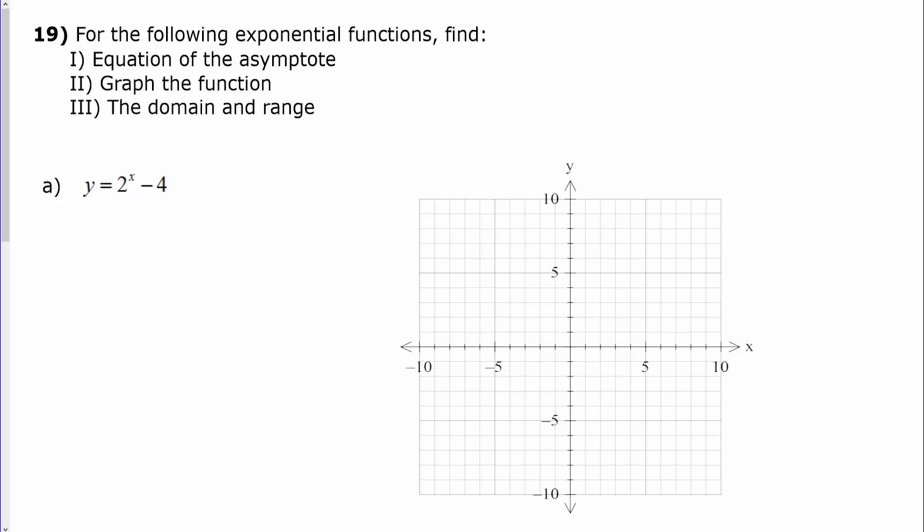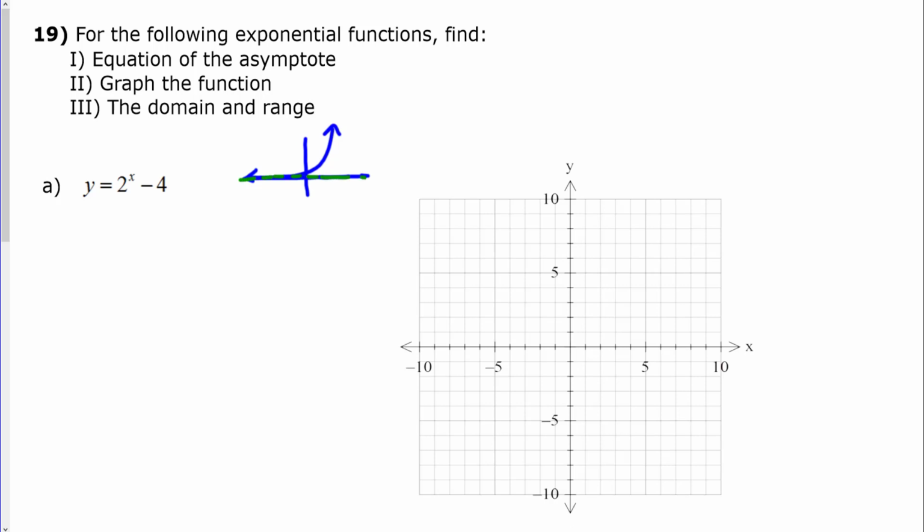For the following exponential functions, find the equation of the asymptote, the graph of the function, the domain, and the range. So we're given the function in part A as y equals 2 to the x minus 4. So the graph of the exponential functions generally looks like this right here, where you have this horizontal asymptote right along the x-axis. And I guess you can't see it there, so I'll draw it in green.